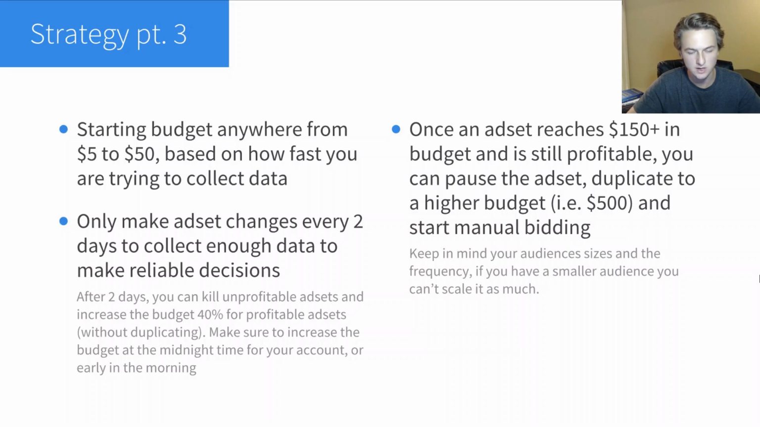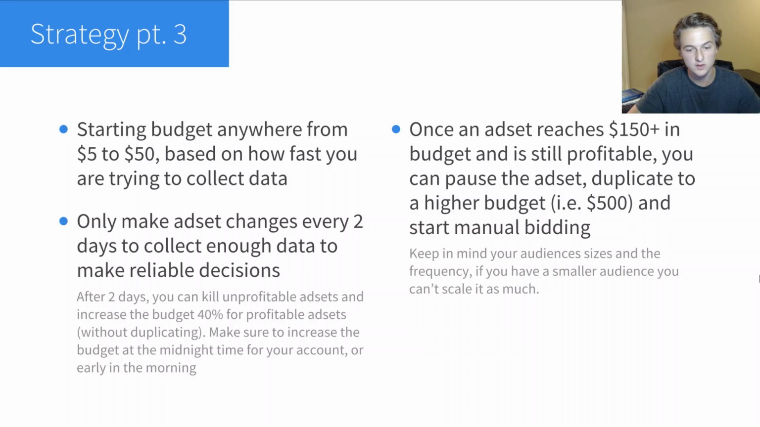Facebook made changes, I'm not sure how long ago, but a few months ago, that affected the way increasing the budget affects the learning phase. So back in the day, you could only increase the budget 20% at a time without throwing off the learning phase, and now I've heard that it's around 40%, and that's what I've been using. So I've been increasing the budget 40% for my profitable ad sets every 2 days.